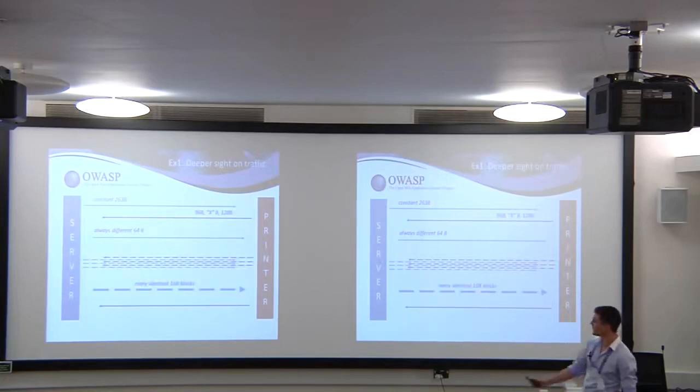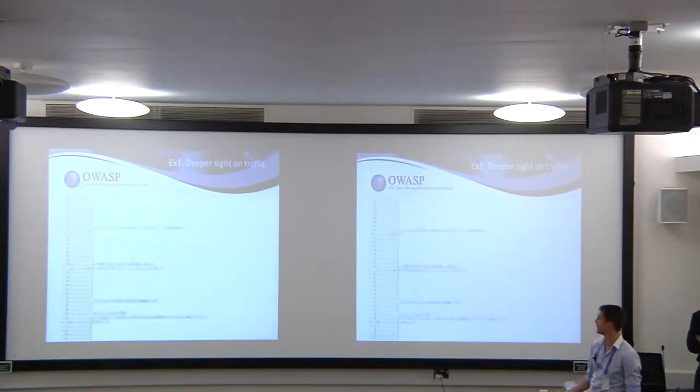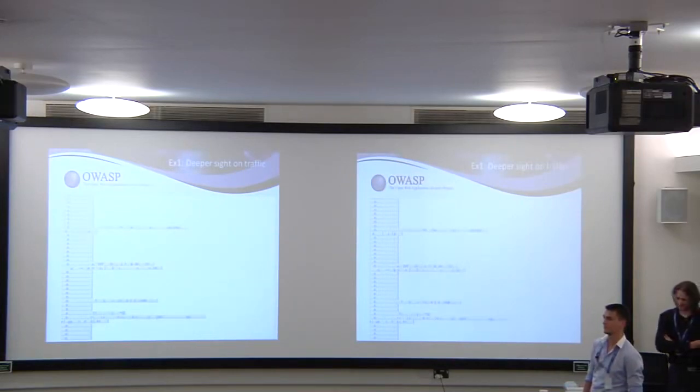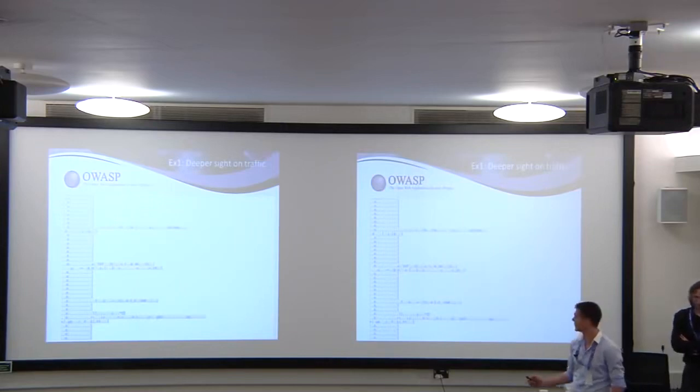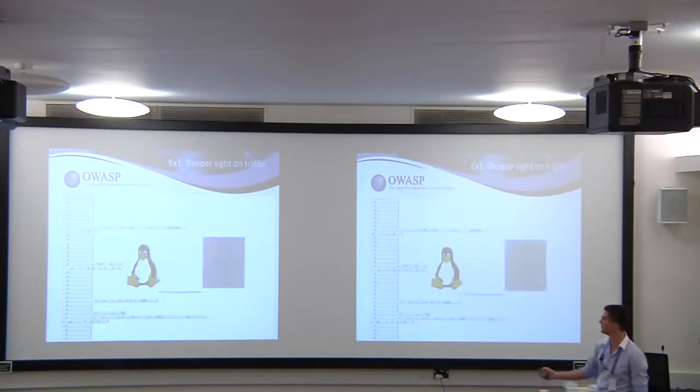Okay, many identical blocks in this huge load of data. What is it? I've got a picture. Maybe you recognize this Linux penguin. This is a bitmap of the Linux penguin. So what happens if you encrypt a bitmap with the ECB mode of encryption, electronic codebook?